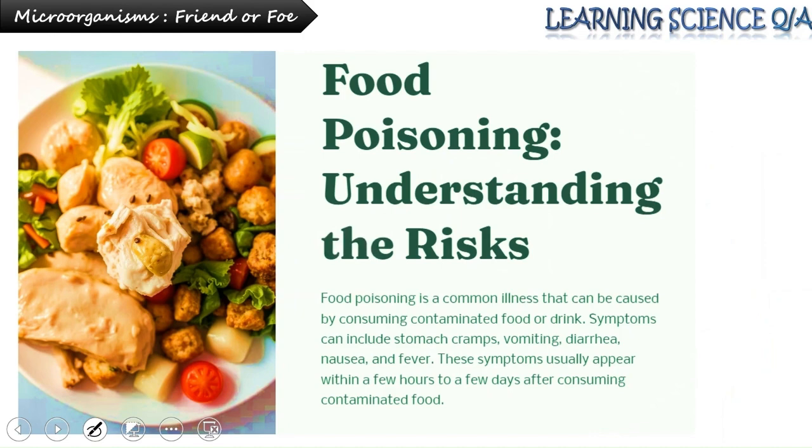Next thing, where microorganisms can play a major role and can lead to health hazard: food poisoning. Let's understand food poisoning and the risk associated with it. Food poisoning is a common illness that can be caused by consuming contaminated food or drink. The main symptoms of food poisoning include stomach cramps, vomiting, diarrhea, nausea, and fever. The symptoms can be seen within a few hours to a few days after the consumption of contaminated food.